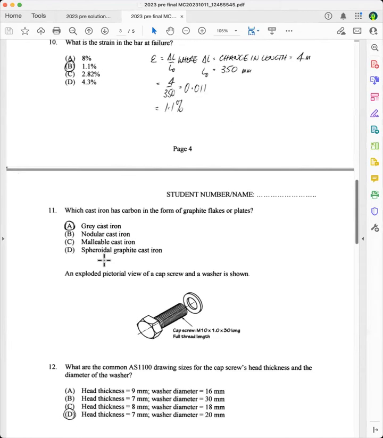Question 11, which cast iron has carbon in the form of graphite plates or flakes? Grey cast iron is the correct answer there, so 11A is the correct one.